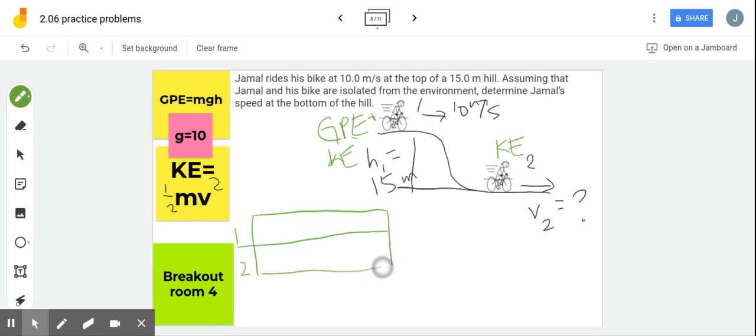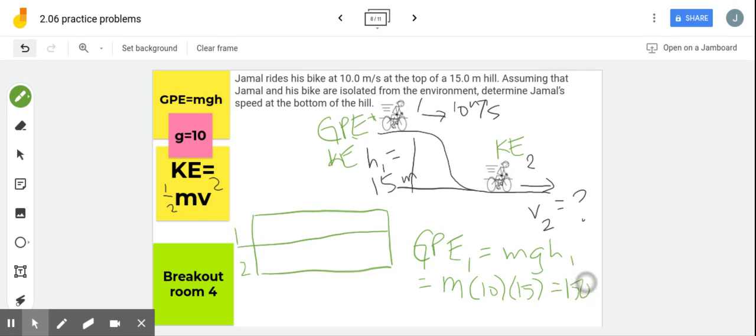All right, so let's calculate some stuff. Let's calculate his GPE at the top. So let's do GPE1 equals MGH1, which is M times 10 times H1. We don't know his mass, so we don't need to know it. H1 is 15, so it's going to be 150 times whatever his mass is. And I know his GPE at the bottom is 0, so I'll just put that there.